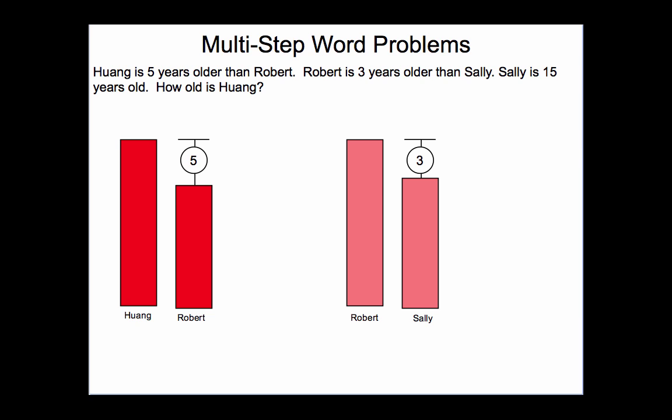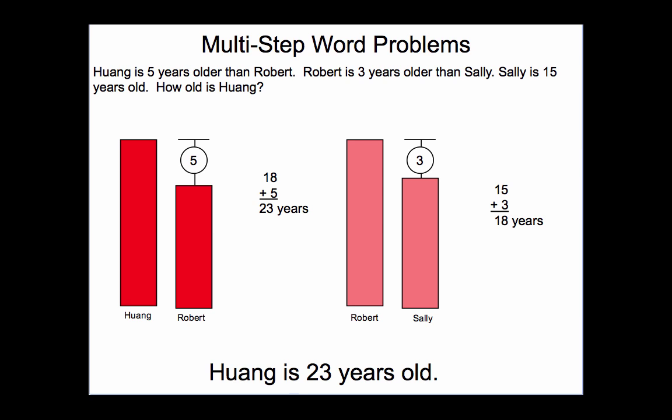So let's do some actual math now. If we take 15 years plus the 3 years, that's going to give us 18 years. That's Robert's age. Now we're going to come over to the other diagram and take the 18 years for Robert plus 5 years, and that's going to give us 23 years for Wang. So Wang is 23 years old. Pause the video and put that in your notes.